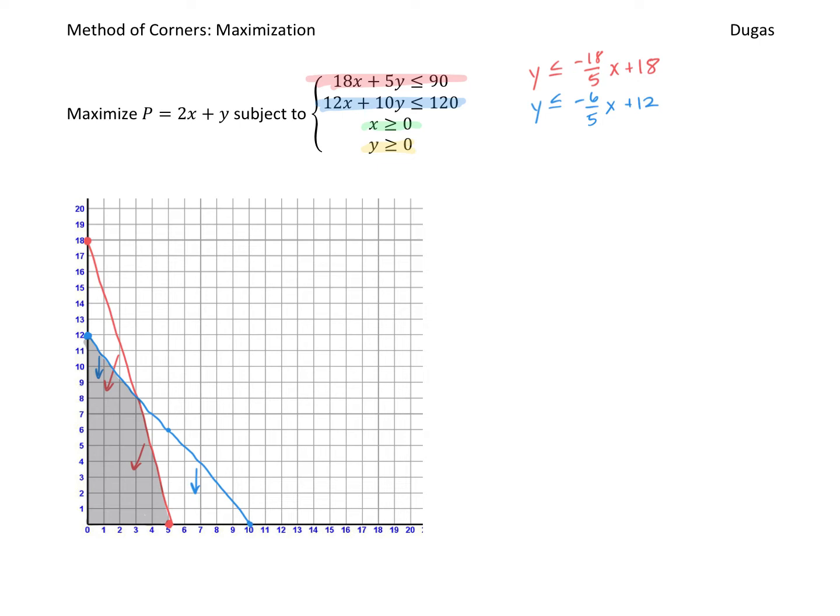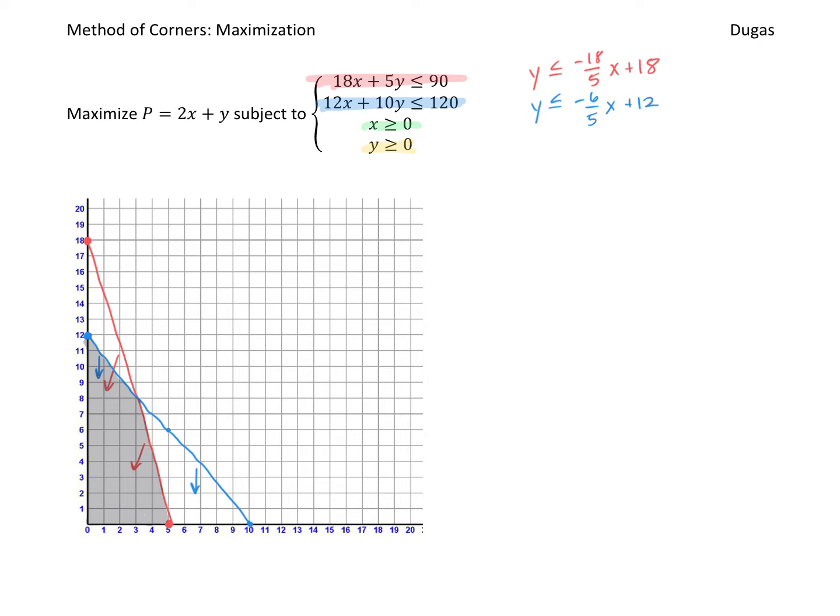So once you graph all of your inequalities that you're given and you see the part where it meets all the criteria, again, that's called your feasibility region. In order to maximize or minimize, depending on what you're asked to do, in this example we were asked to maximize, you look at the corners.